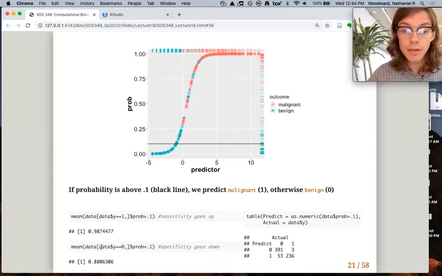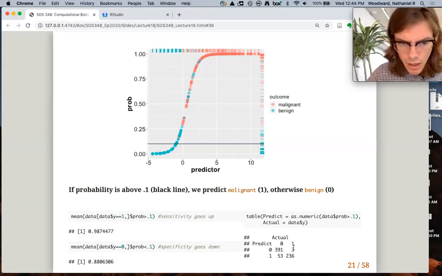If you lower that cutoff, sensitivity goes up, right? The true positive rate goes up, more red dots above the line, but the specificity goes down. There are fewer blue dots below the line. So you're not making nearly as many false negatives. There are only 3 red dots below the line and you can't even really see them. They're kind of covered up. They're so dense in here, right?